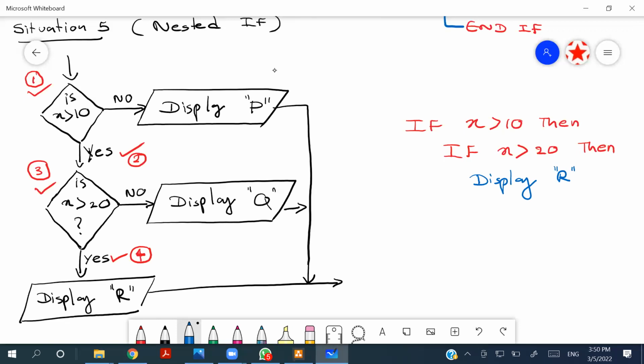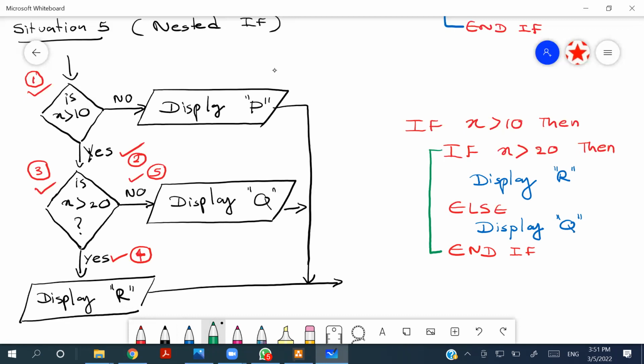And now I can come where? To this place. The no of the inner condition. That means over here, else. And we can say display Q. So since we are done with the yes and no of the second condition, we can end that if. This if belongs to what? To this particular one.